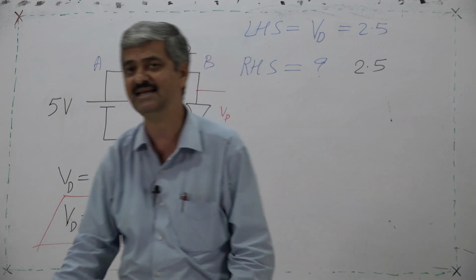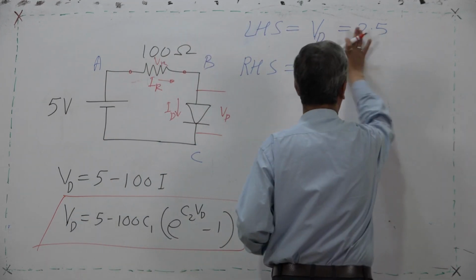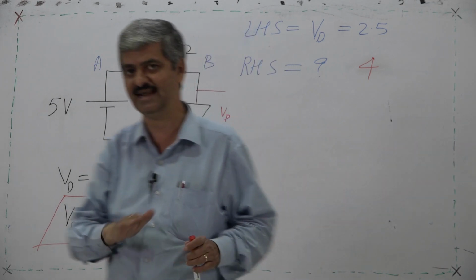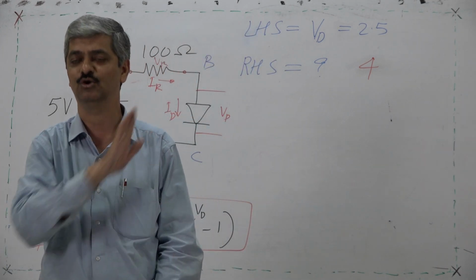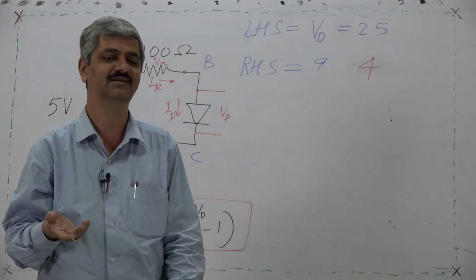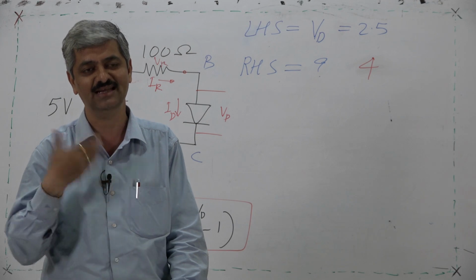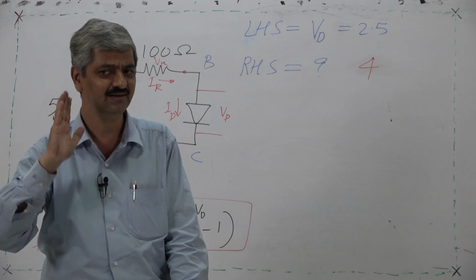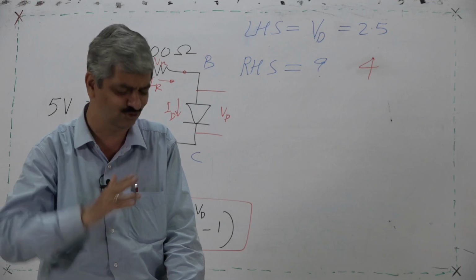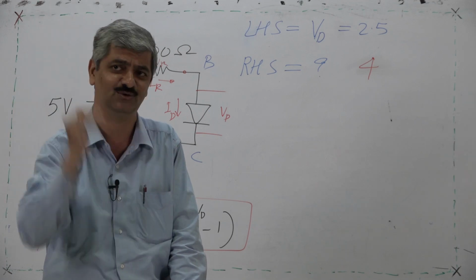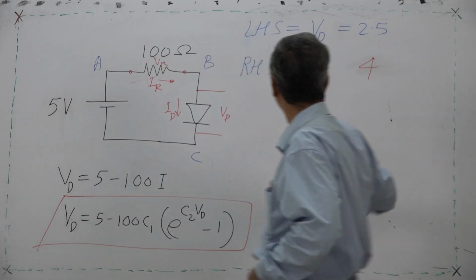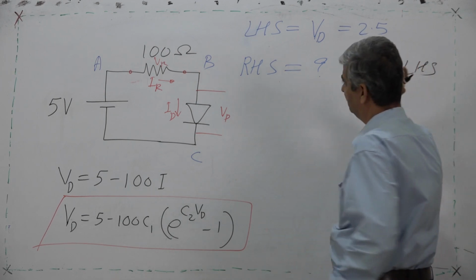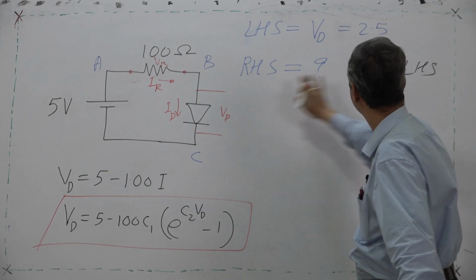Suppose RHS comes as 4. Then what is the conclusion? That our answer is wrong; 2.5 is a wrong answer. If you want to go fast, you can say the answer is somewhere near 0.7 or 0.8. But why should we bias for 0.7 or 0.8? We should not bias. So 2.5 is a good starting point between 5 and 0. We get 4, which is not equal to LHS.